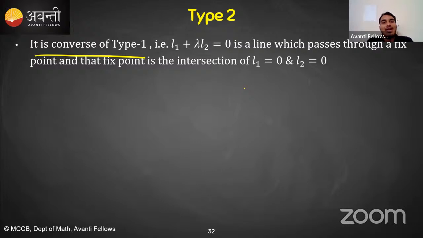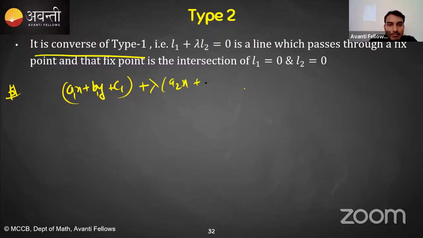So type 2 is saying that whenever you have a situation like L1 plus lambda L2 equal to 0, it is a line which will always pass through a fixed point, and that fixed point is the intersection of L1 equal to 0 and L2 equal to 0. What I meant to say is, let's say you are given A1x plus B1y plus C1 plus lambda times A2x plus B2y plus C2 equal to 0. We started with this, okay?